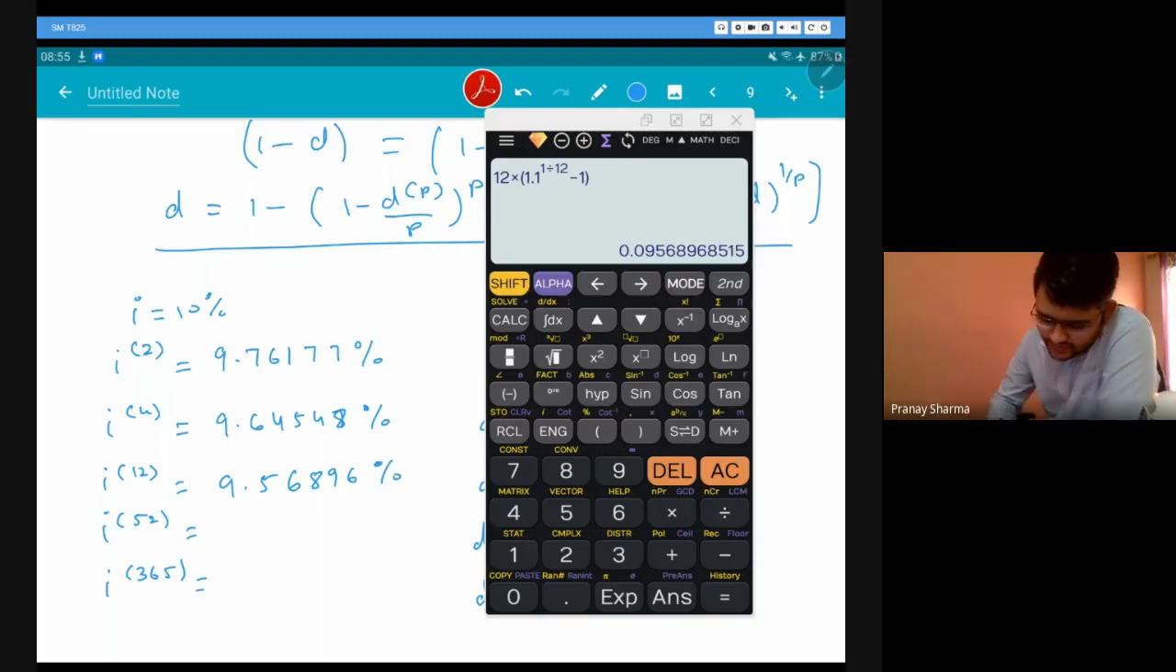You don't have to worry too much about the last digit, because we have taken so many digits. Even if I write this as 7 or 6, it will not make much difference in our final answer. So you don't have to worry too much whether we rounded it off or whether we did not round it off.